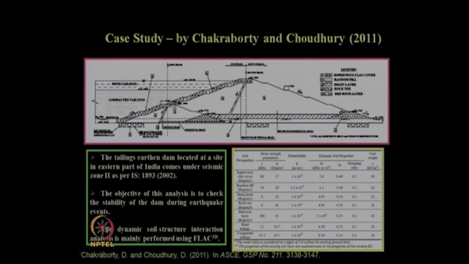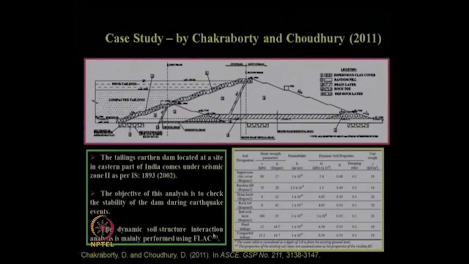So, what was the problem definition? This is the actual site, where a tailing dam has to be constructed in the eastern part of India, which comes under zone number 2. Based on the selection of the site, it was already mentioned it will be in zone 2, which is the lowest hazardous zone as far as IS 1893 part 1 2002 is concerned, as we have already seen. In that zone, our objective was to check the stability of the tailing dam under earthquake events, and dynamic soil structure interaction analysis was performed using the finite difference based software FLAC 3D.